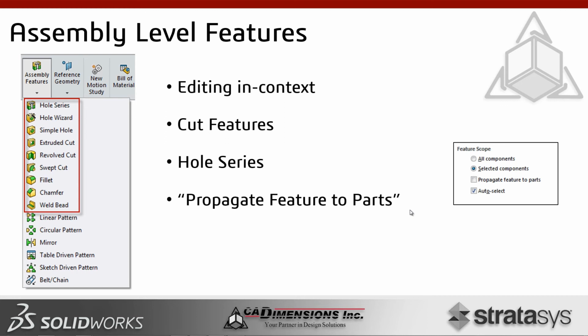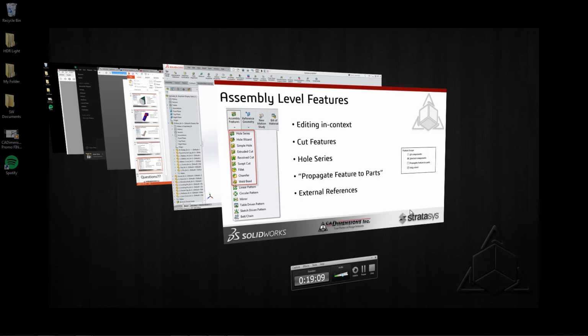Now, when you open up that part, it will have a reference to the assembly, for obvious reasons. But instead of having to make 20 holes in each different part, you can just make those holes once inside of the assembly and have it propagate to all of the parts that it goes through. And then we'll talk about external references and how they're handled inside of SOLIDWORKS, and how doing something like this affects your external references.